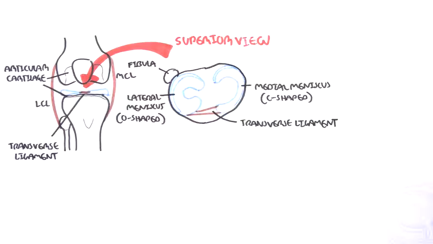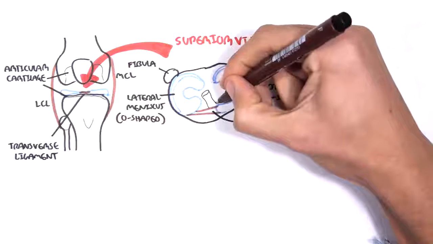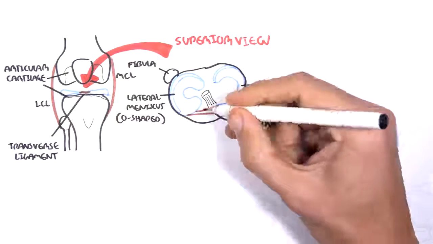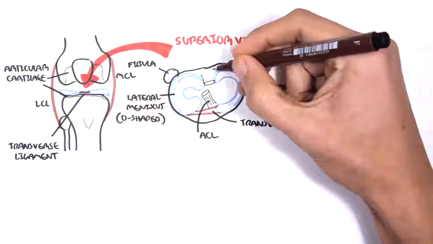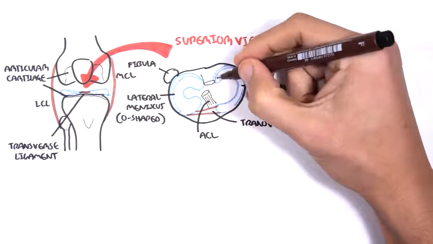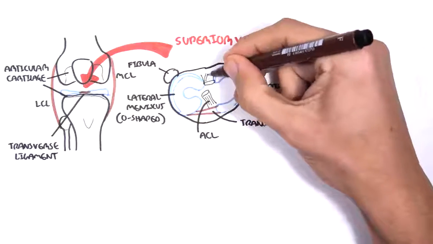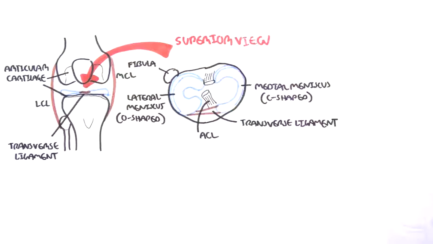There are two other important ligaments inside the knee joint that help stabilize the knee. They are named according to where they attach on the tibial bone. The ACL, or the anterior cruciate ligament, joins to the anterior part of the tibia, and the PCL, the posterior cruciate ligament, joins at the posterior part of the tibia.